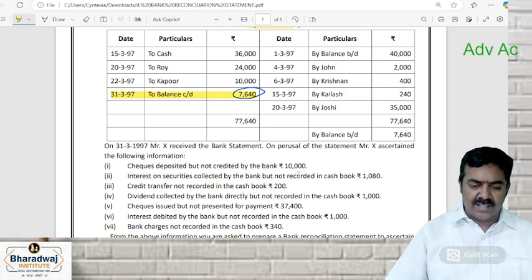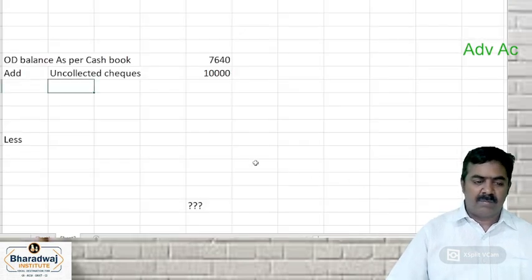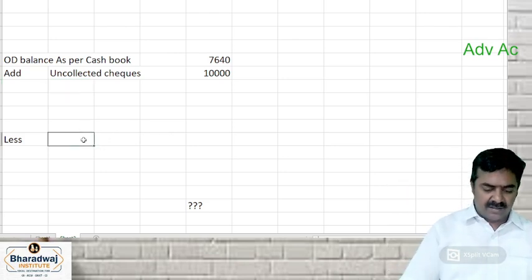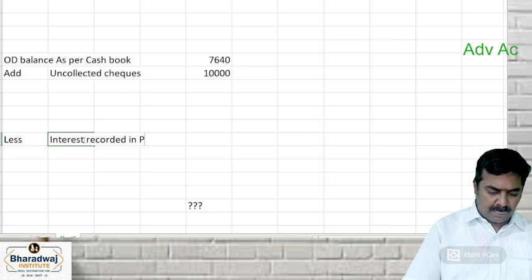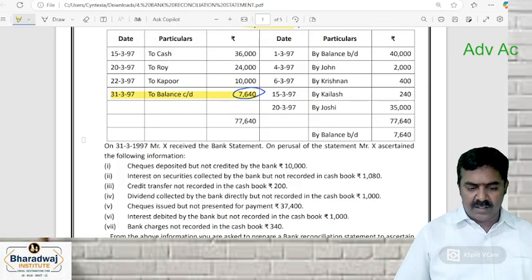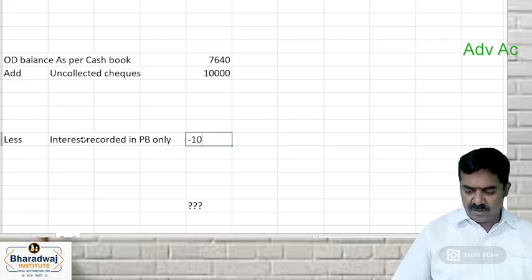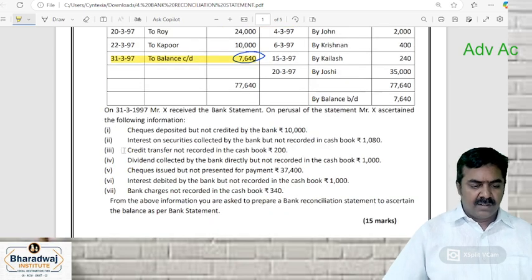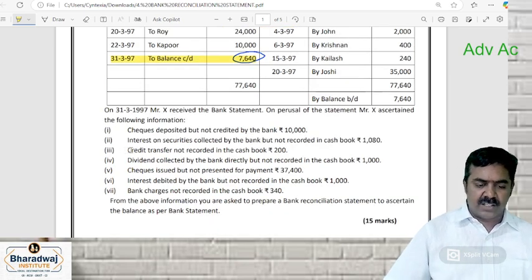Then what is the next one? Interest on securities collected by the bank not recorded in cash book. Banker would have added. Let us also add it. But OD starting point naale, interest recorded in passbook only. How much? 1080. Normal and add பண்ணிருப்போம். OD ங்கல minus.